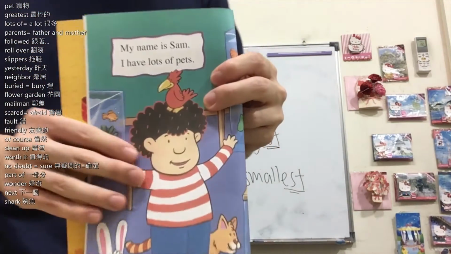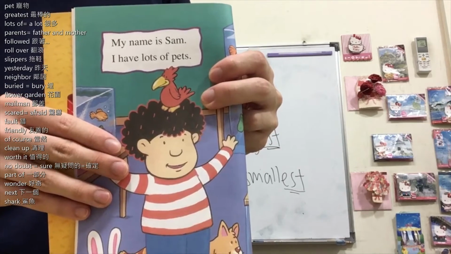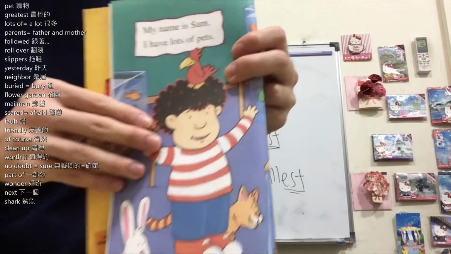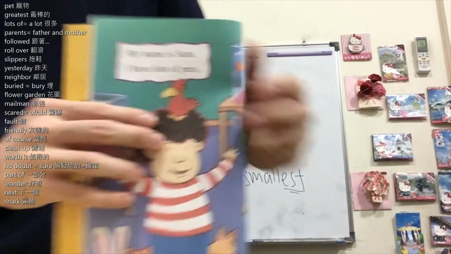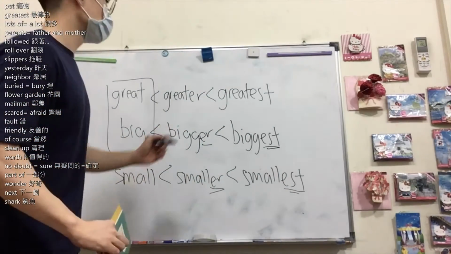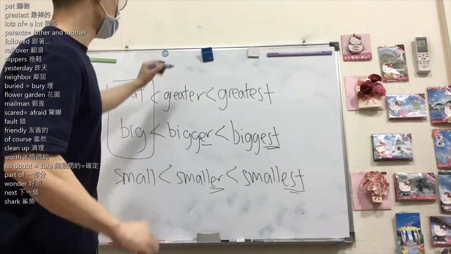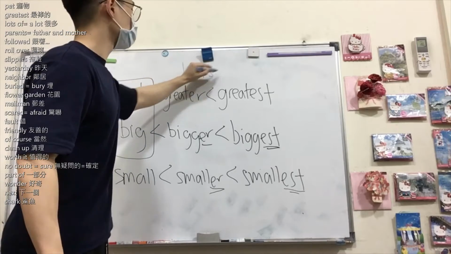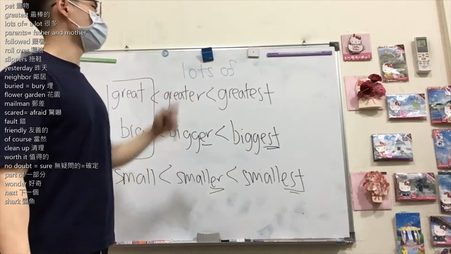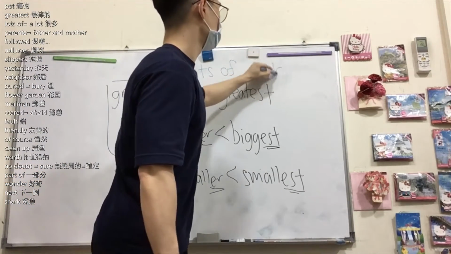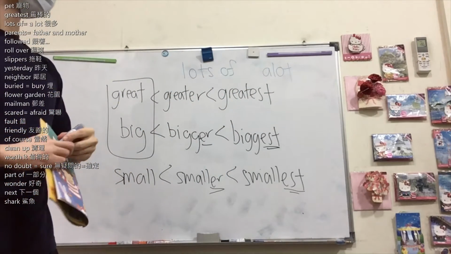On the first page we have: My name is Sam. I have lots of pets. Lots of. Do you still remember the word lots of? Let me write it with the blue marker. Lots of, L-O-T-S-O-F. Remember the word a lot? A lot is the same as lots of.